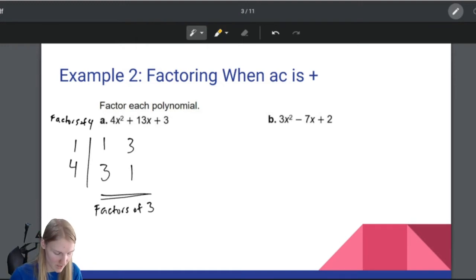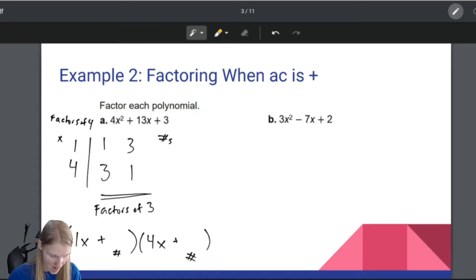Because what this is, these are kind of like my x's, and these are my numbers. So in the end, I'm going to have 1x plus a number, and I'm going to have 4x plus a number. And then these numbers over here, let me use a different color, are what's going to tell me either a 1 goes here and a 3 goes here, or a 3 goes here and a 1 goes here.